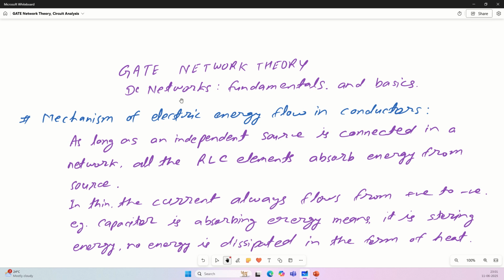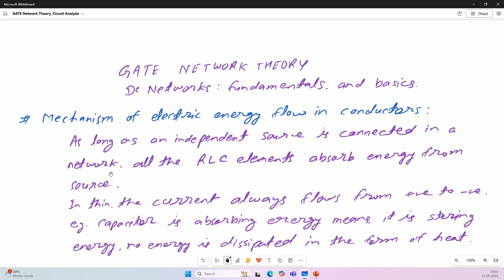So, what we were discussing is DC networks. In that, we will be talking about fundamentals and basics of electric circuits. Let us see first what we will talk about: the mechanism of electric energy flow in a conductor. How electric energy actually flows across the conductor: we can tell that as long as an independent source is connected in a network.